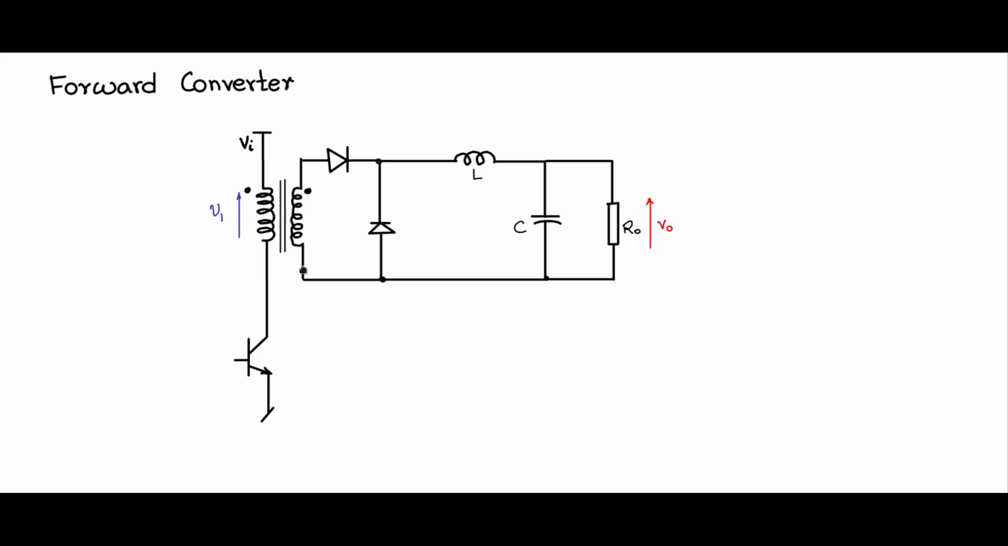Next, let me mark this Vp, Vs, and this is turns ratio 1:1. This voltage here, let me call it as VA. This is the inductor current IL, this is output I0 current, and this is IC. This portion from VA onwards is nothing but a pure buck converter.